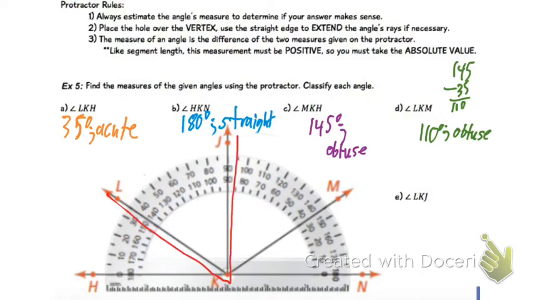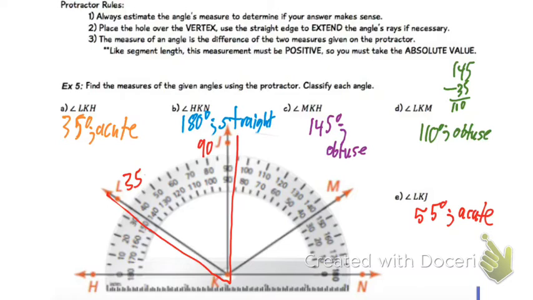So that's between 35 and 90, so what do we have to do with those two numbers? Subtract, and what do you get? 55 degrees, and what's the measure of that? Or what kind of classification is that? Acute. Can we do that for everyone besides 180? The subtracting? Yeah, you can always subtract.